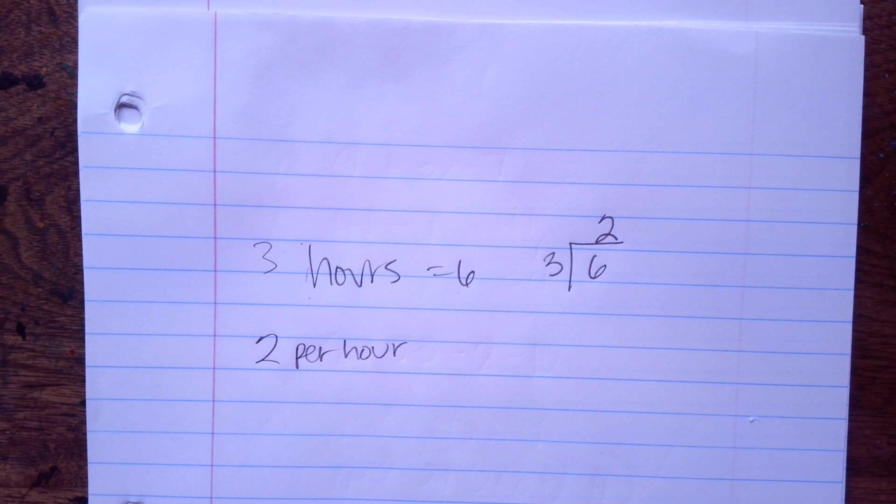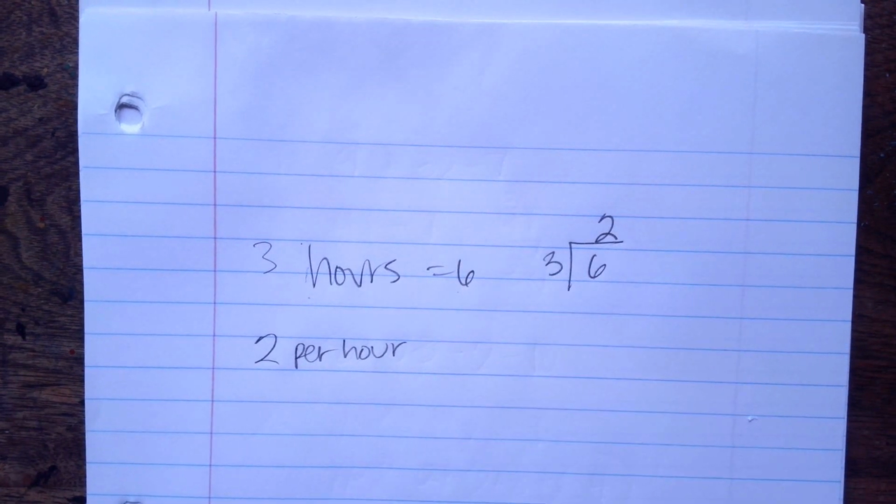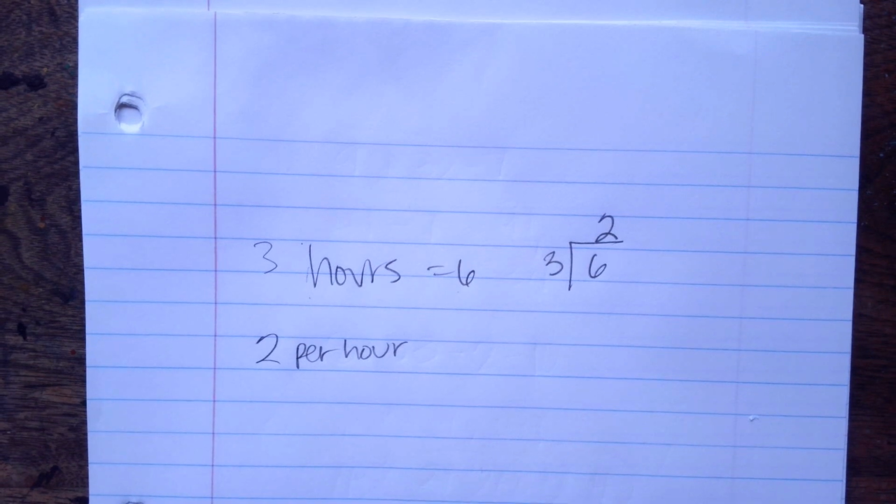It took her 3 hours to make 6, so that's 2 per hour. So if she could make 2 per hour, how long would it take her to make 1? 30 minutes? Exactly. So how much would it take? It would take her 30 minutes because she could make 2 in 1 hour. Make sense? Yeah.